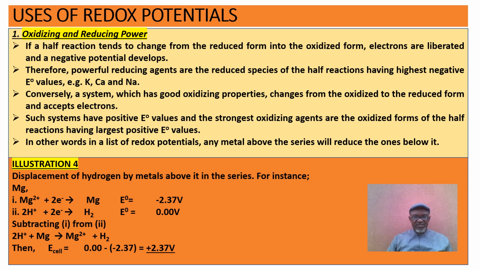And we'll give an illustration here, displacement of hydrogen by metals above it in the series. That's what I said, activity series. There are metals above hydrogen and there are metals below hydrogen. Those metals above hydrogen will have negative EMFs or standard electropotentials, while those metals below will have positive electropotentials. And that's illustration 4 we have here.